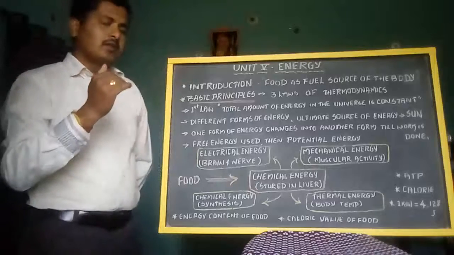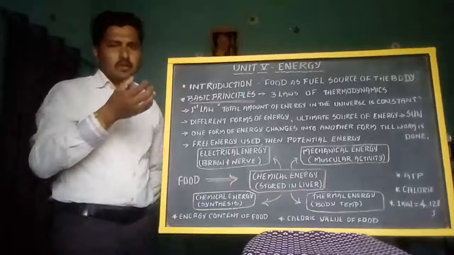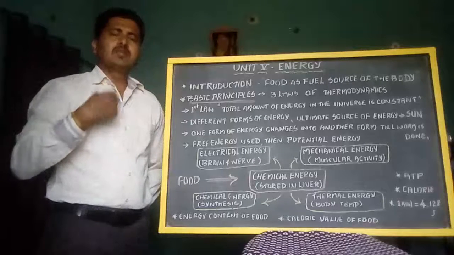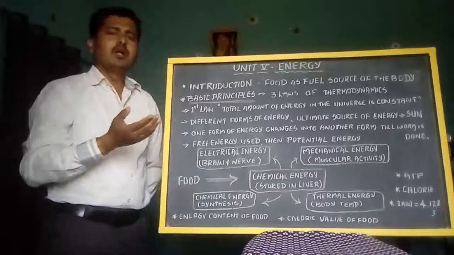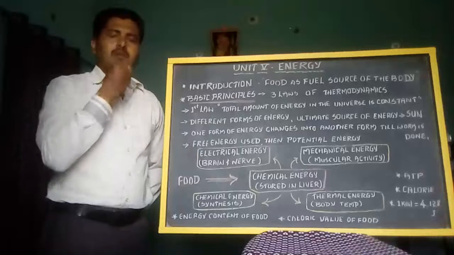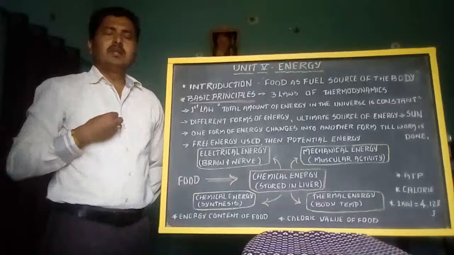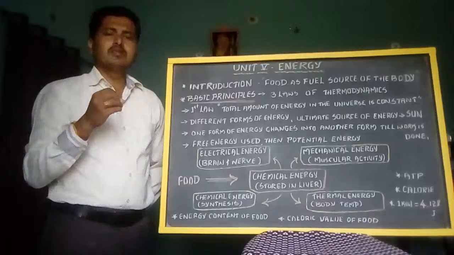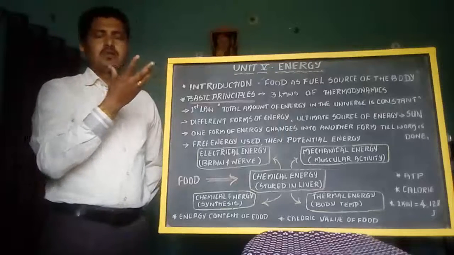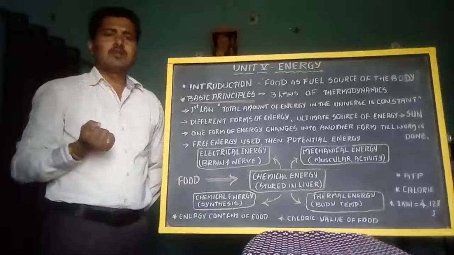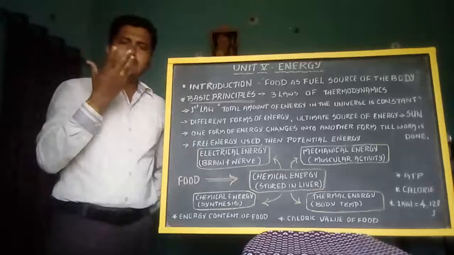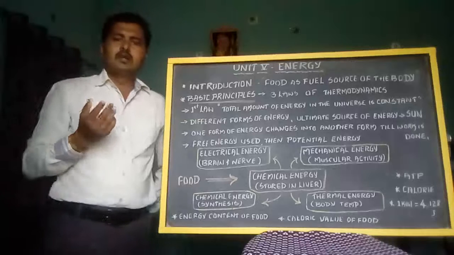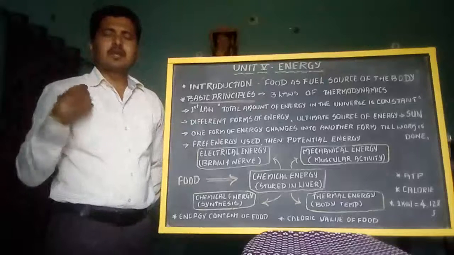Similarly, within our body, energy is continuously converting from one form to another. Whatever food we consume can be utilized by the liver cells as stored chemical energy, by body temperature maintenance as thermal energy, by the central nervous system as electrical energy, and by the muscle cells as mechanical energy.